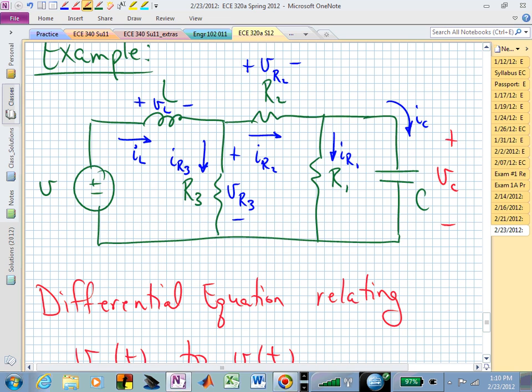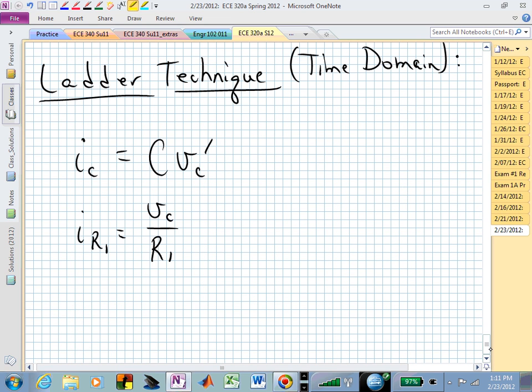Now what am I going to do? Well, now I want to work my way back to the left. Let me look at that node. At that node, I can now rewrite I sub R sub 2 in terms of these two currents that I know in terms of V sub C and its derivative. Is that making sense? Using KCL at that circled node that I've circled in yellow highlight, I can now say that I sub R sub 2 is simply I sub R sub 1 plus I sub C, which is just C V sub C prime plus V sub C over R sub 1.